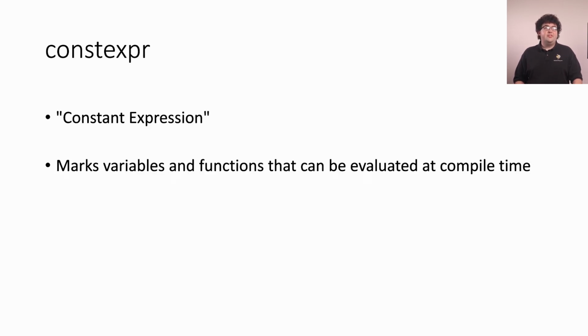As a final note, there's another keyword that will pop up in these kinds of situations called constexpr. This is short for constant expression and marks variables and functions that can be evaluated at compile time. This is great for enabling some really powerful optimizations. We won't go into all the details of constexpr today, but know that variables marked constexpr are also constant variables that can't be changed while the program runs.